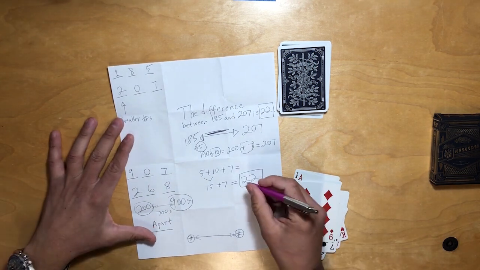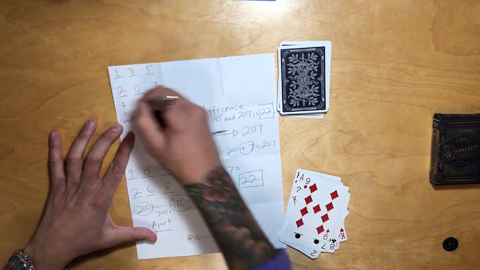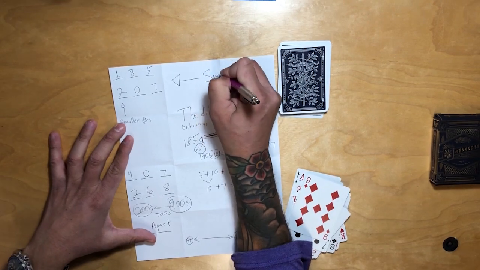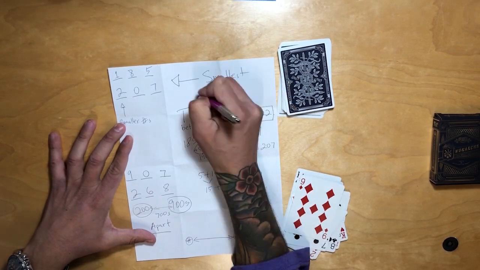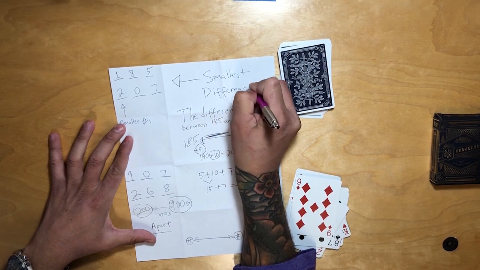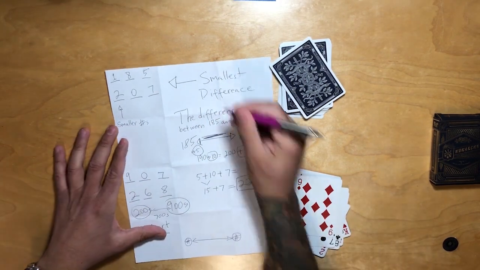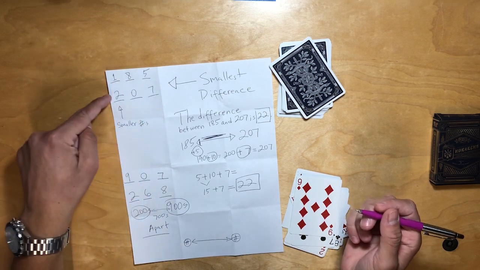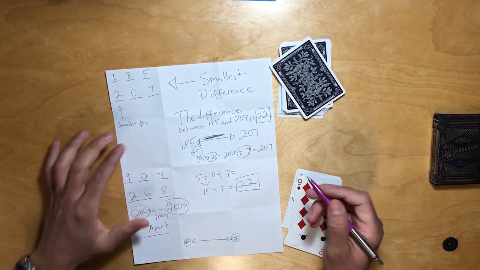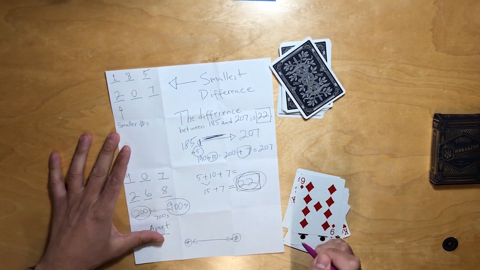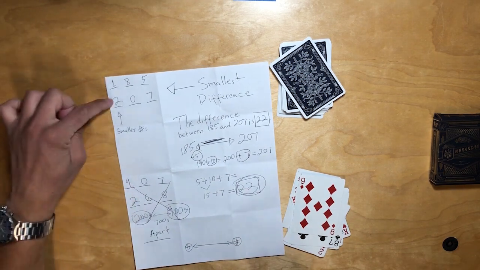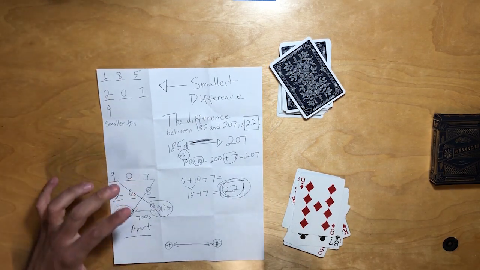So you see right here, this works. This is what you want every time. Smallest difference. So you want the smallest difference. The difference between 207 and 185 is only 22, Rocketeers. This here does not work. You want the smallest difference, okay?